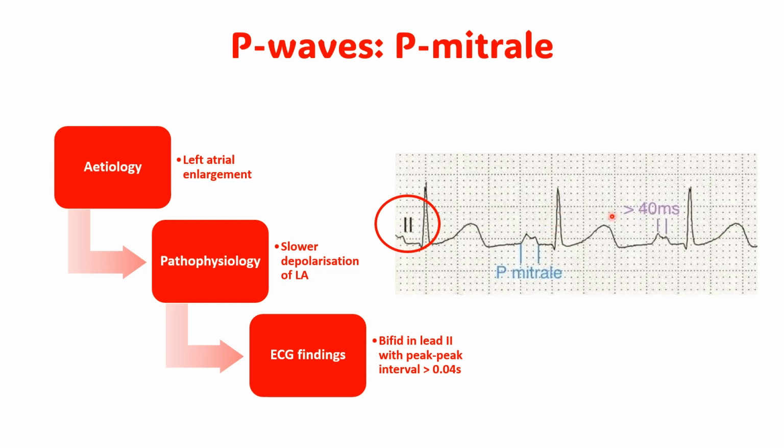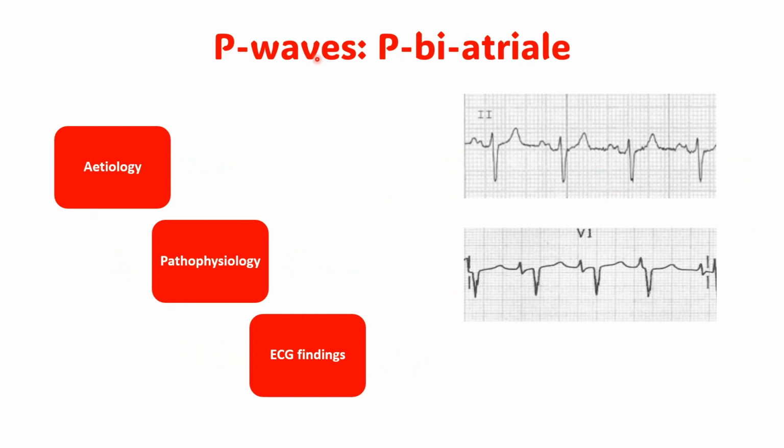So let's talk about P waves in terms of P-biatriale. Okay, so this is when we have a combination of left atrial and right atrial enlargement, and there's lots of different things that can cause this. But I want you to remember it's biatrial enlargement. So you could have underlying mitral valve disease, aortic valve disease. So it could be stenosis, regurgitation, chronic hypertension, hypertrophic cardiomyopathies, and any other causes of left atrial strain.